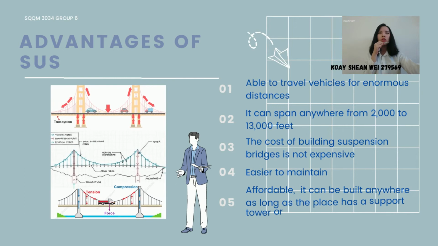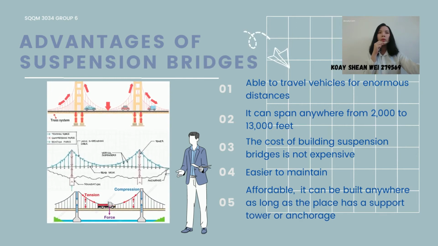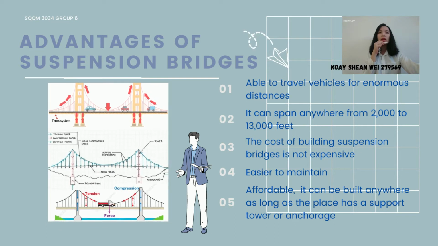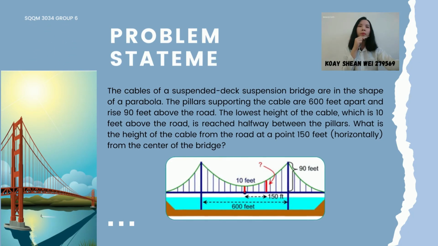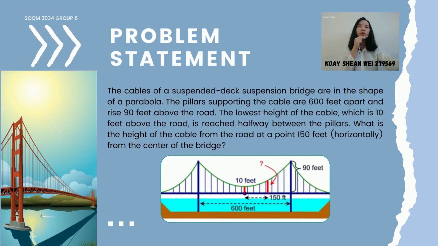Suspension bridges have a lot of advantages. First, they are able to carry vehicles over enormous distances. Second, they can span anywhere from 2,000 to 13,000 feet. Third, the cost of building a suspension bridge is not expensive. Fourth, it is easier to maintain. And the last, it is affordable, meaning that it can be built anywhere as long as the place has a support tower or anchorage. So we can use the theory of parabola applied in suspension bridges in our real life.